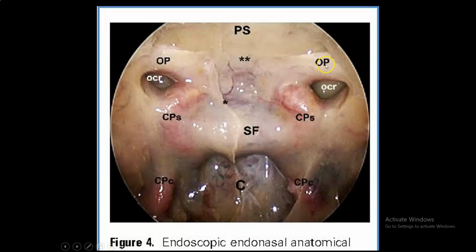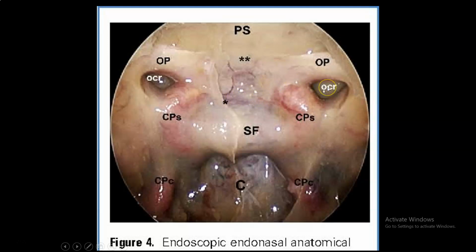Very easy. This is the optic nerve. This is the carotid. And between the optic nerve and the carotid, it's the optico-carotid recess. Actually, it is the lateral optico-carotid recess, which is very well formed. There is also what we call the medial optico-carotid recess, which is not as well formed as the lateral optico-carotid recess.